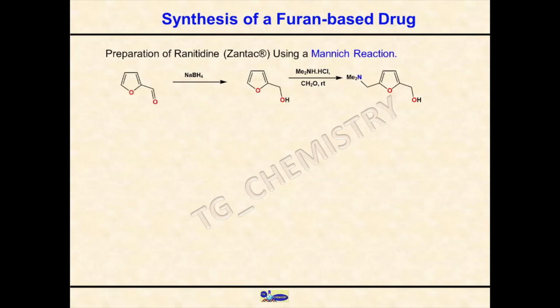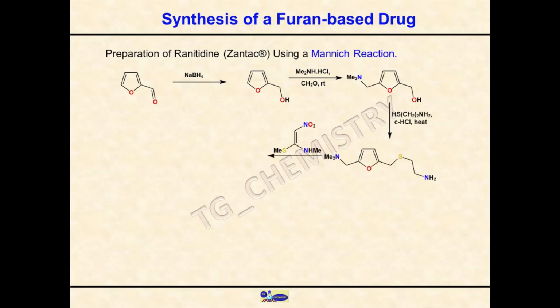Now the preparation of ranitidine usually involves the Mannich reaction as the major reaction protocol that is used for the synthesis of ranitidine. Firstly, the starting component is furfural or 2-formyl furan derivative, which upon reaction with sodium borohydride gets reduced to form the furfuryl alcohol, and this on reaction with dimethylamine and formaldehyde will produce the amino alcohol, the Mannich product.